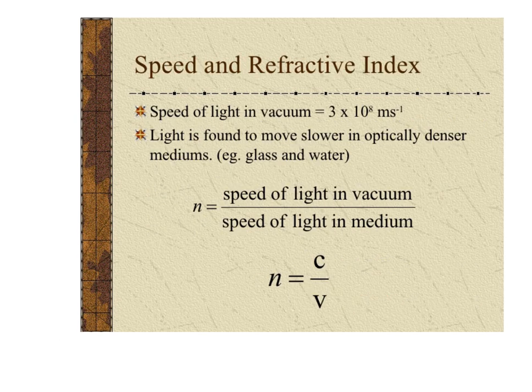Then the speed of light and the refractive index. The speed of light in vacuum is equal to 3 × 10^8 meters per second. Light is found to move slower in an optically denser medium, for example glass and water. Therefore, n is equal to the speed of light in vacuum upon the speed of light in the medium. That means n is equal to c upon v.